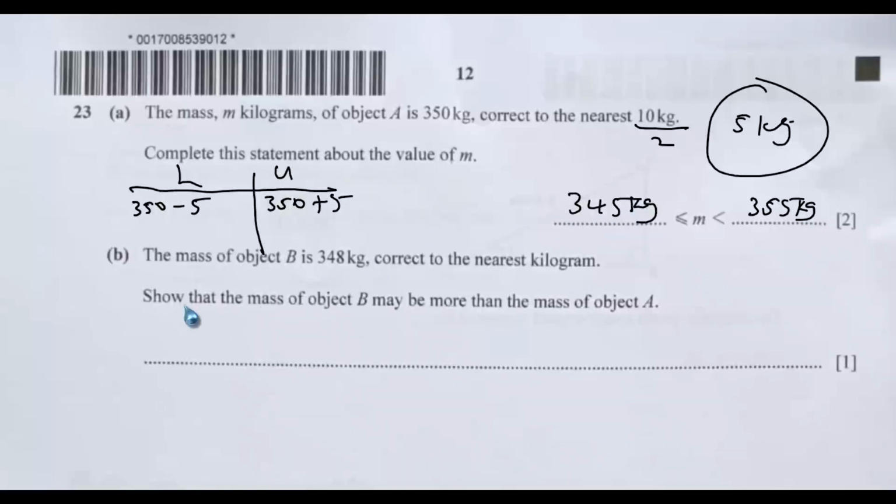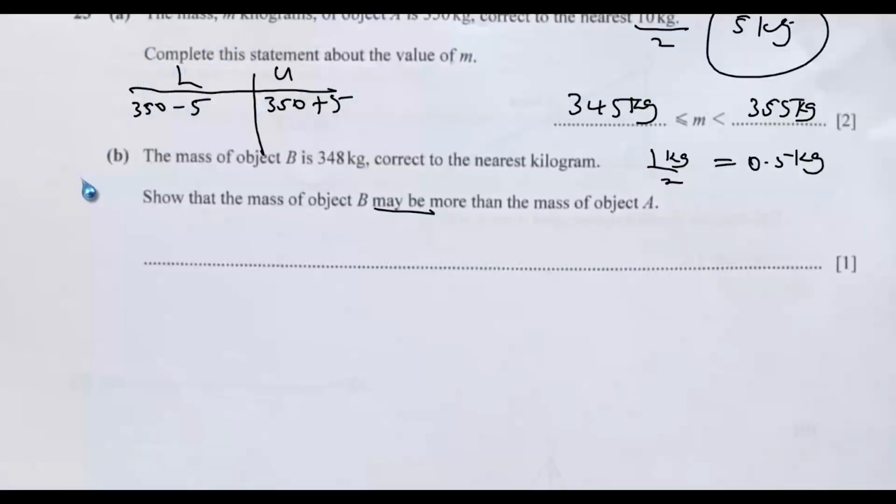The last part is this: the mass of object B is 348 kilograms, correct to the nearest kilogram, that is 1 kg. If you divide it by 2, you have 0.5 kg. Then show that the mass of object B may be more than the mass of object A. What we need to do is find the upper and lower bounds of object B and compare the values for the two and see where the possibility lies.